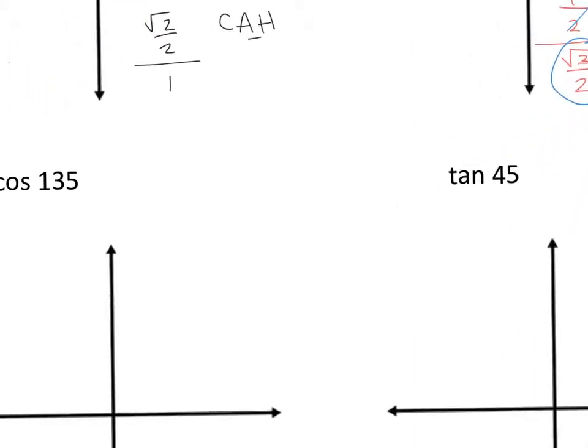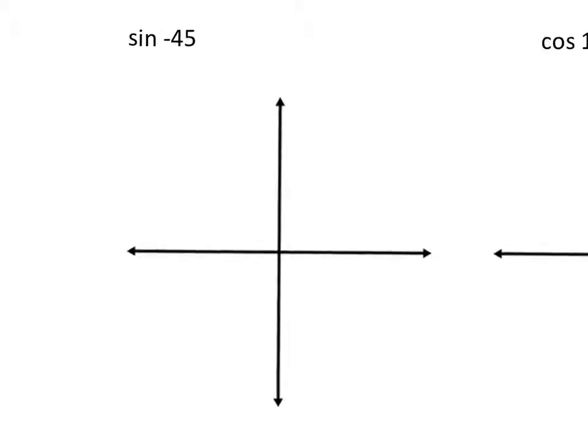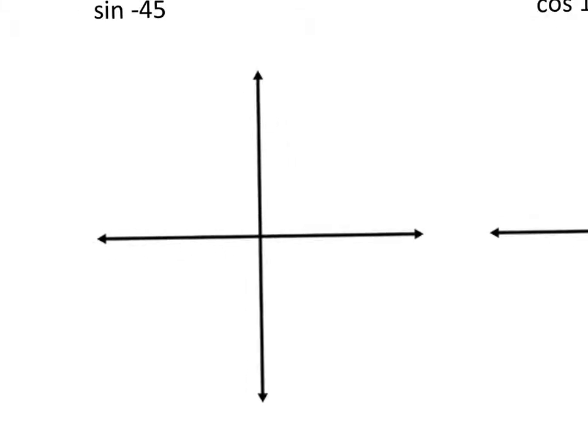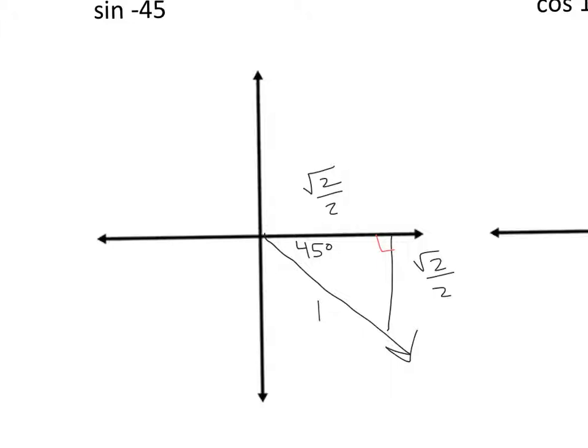And then down here, we have the sine of -45. So it's a negative angle, so you're going to go down 45 degrees. Then make a right triangle. This is 45 degrees right here. So remember your unit circle triangle, the new ratios are √2/2, √2/2, and then 1, because the unit circle has a radius of 1.